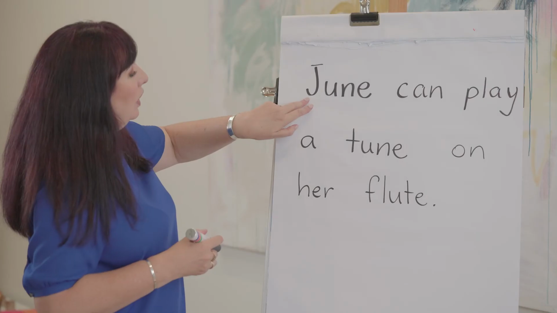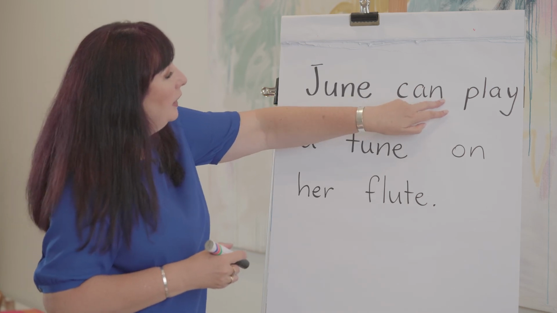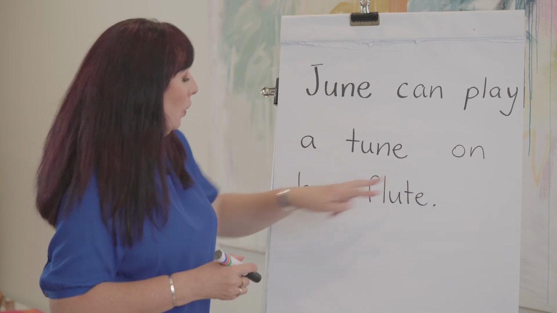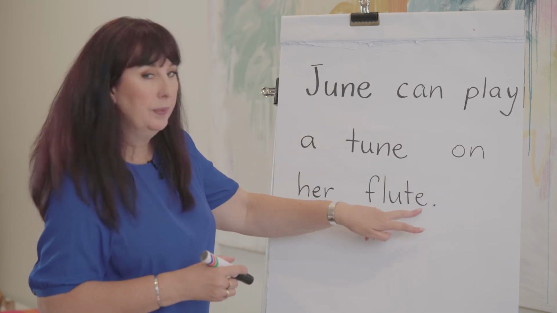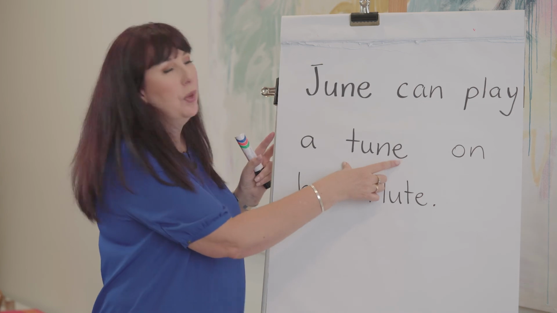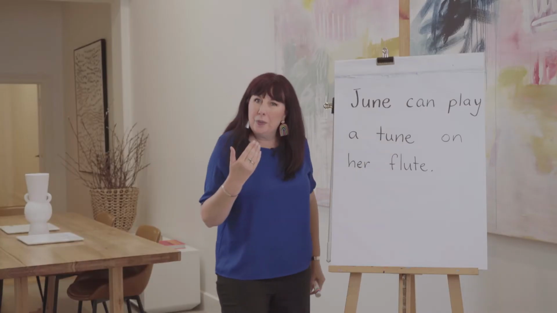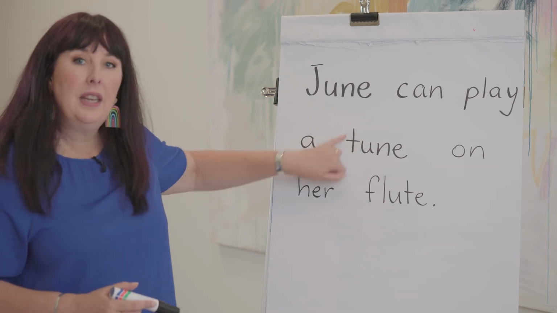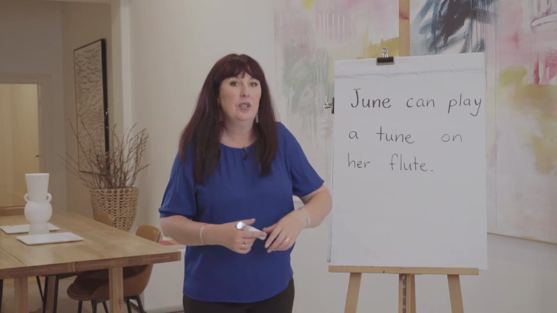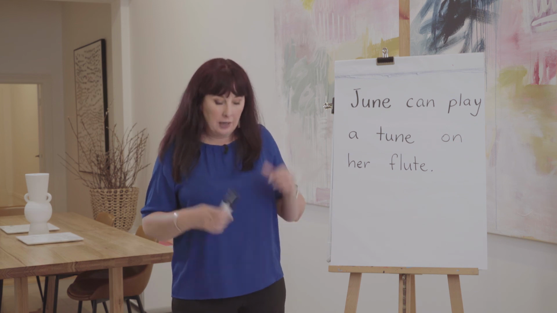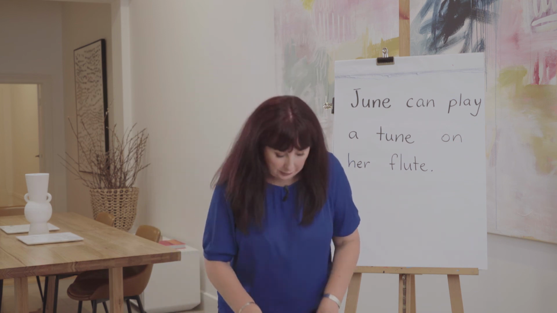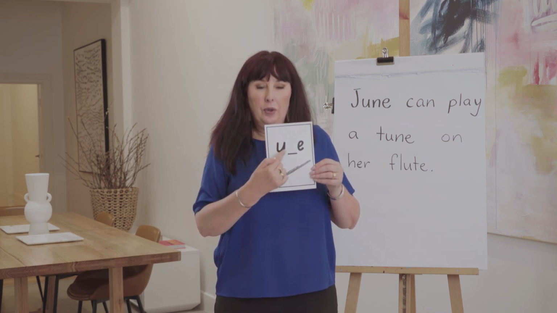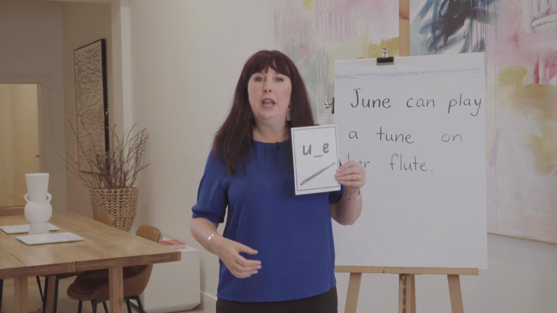Let's read that together. June can play a tune on her flute. Did you notice? Say this word with me. Tune. Tune. It almost sounds like we're saying a ch sound, doesn't it? That's okay. Often with a T and a U together, it makes that ch sound. But we'll talk about that more later. So, fantastic work today. Today we focused on U, E, making the oo sound in flute.